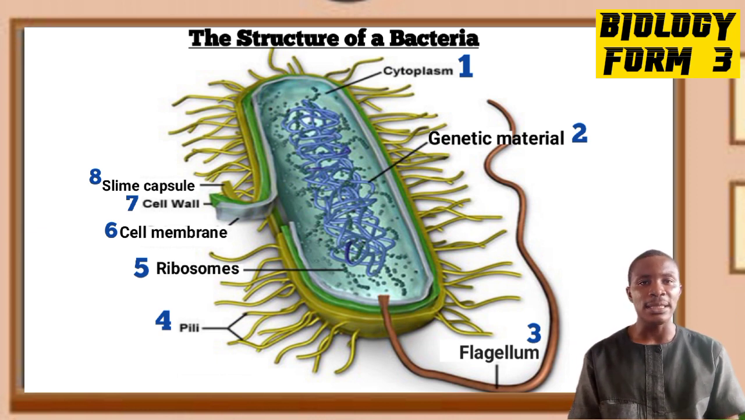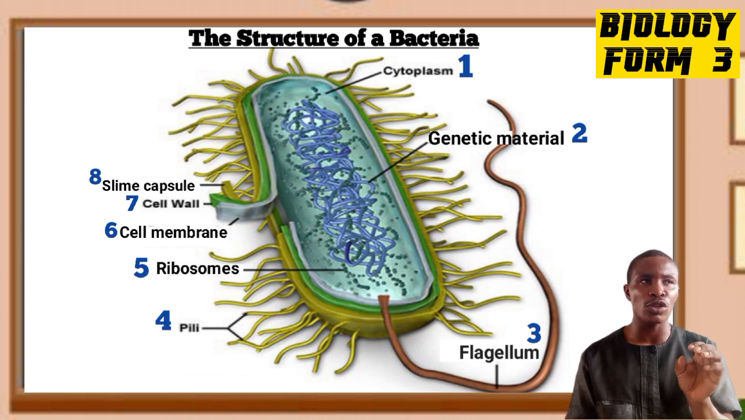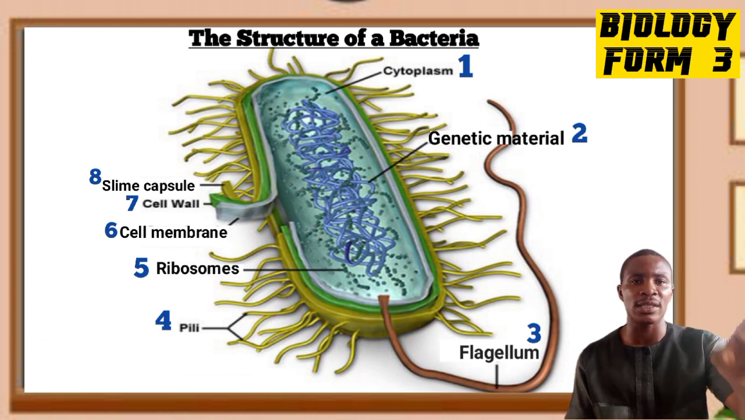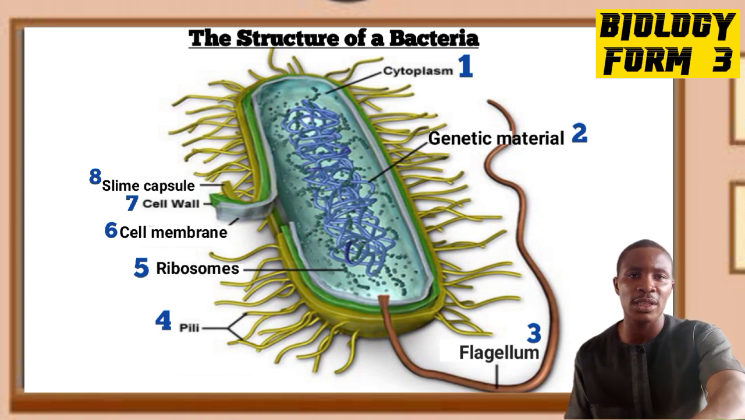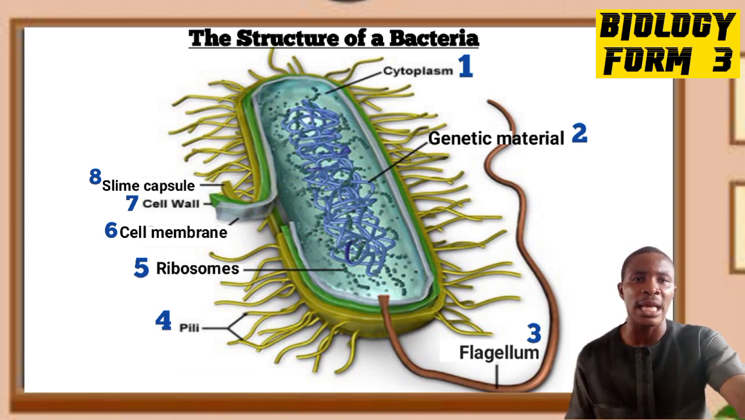Now, the next and the last part is part number 8. Part number 8 is the slime capsule. The slime capsule has about two functions. In structure, the slime capsule is gummy, like the word slime. It can gum on surfaces. So the first function is that it also helps bacteria to attach to surfaces.